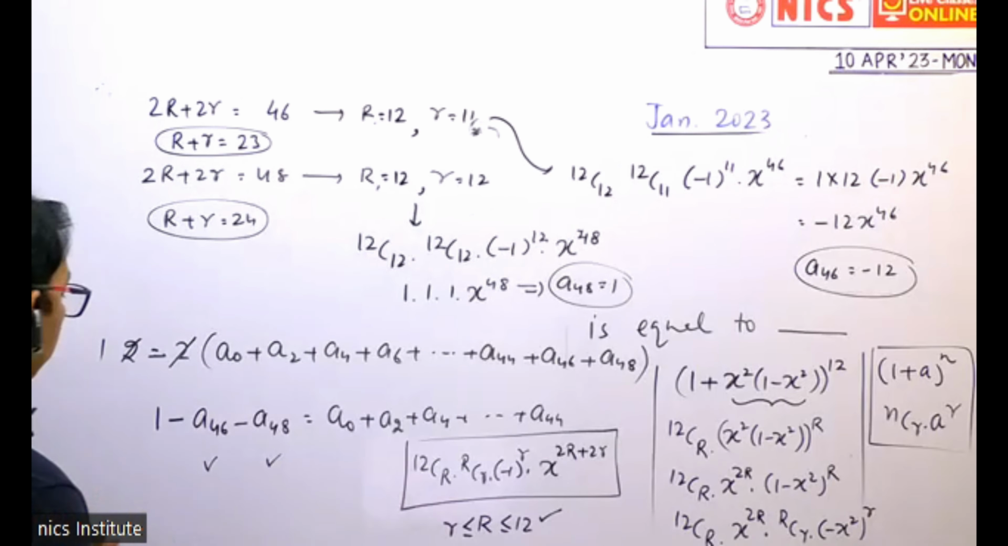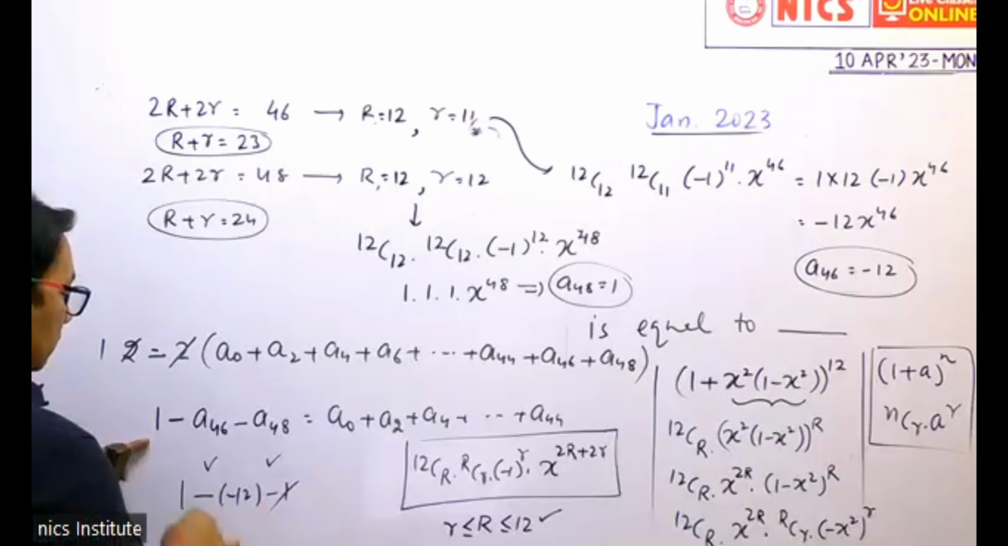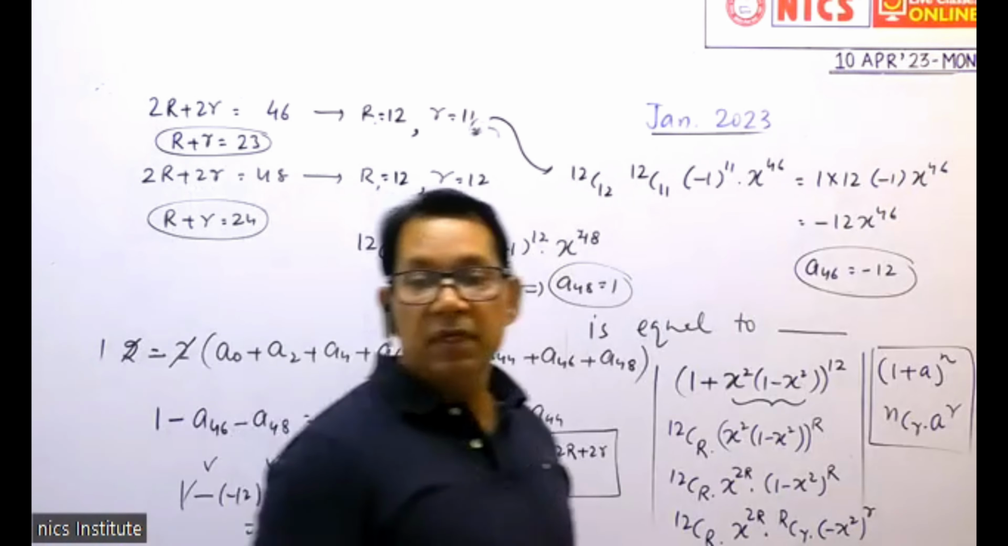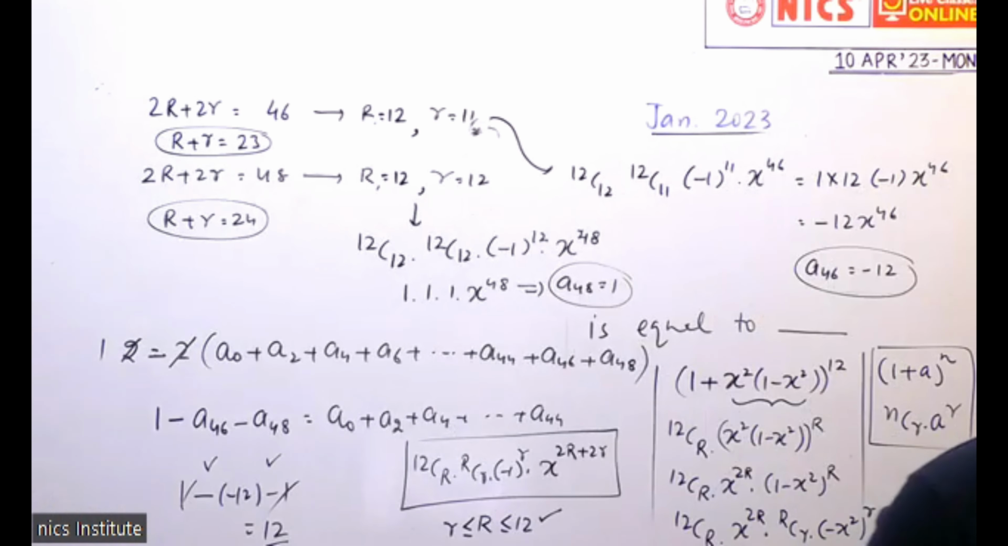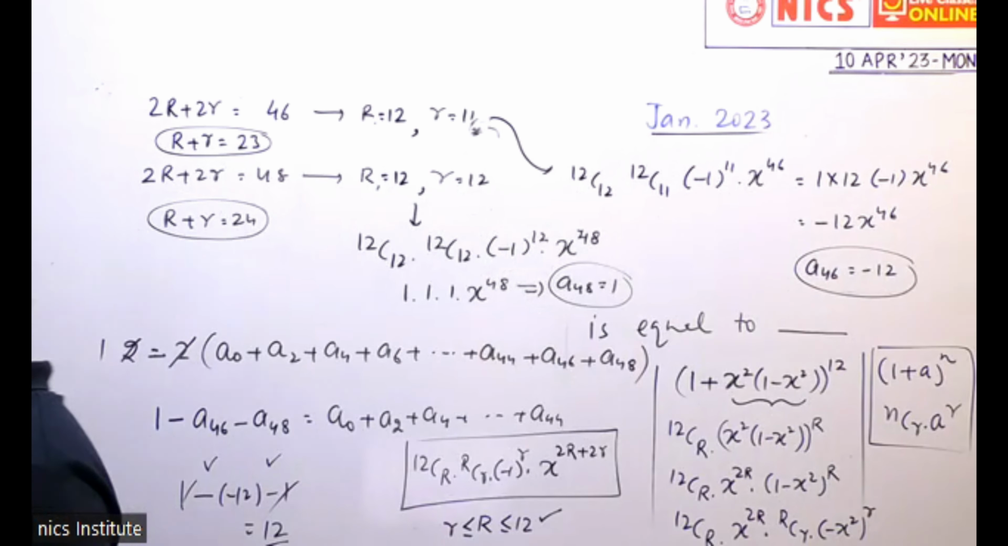A46 is minus 12. I substitute here and it is 1. So the answer was 12 for this question. This was an integer type question. Answer is 12. Got it?